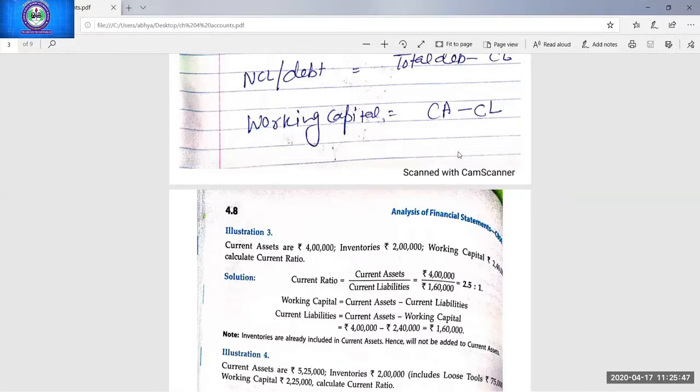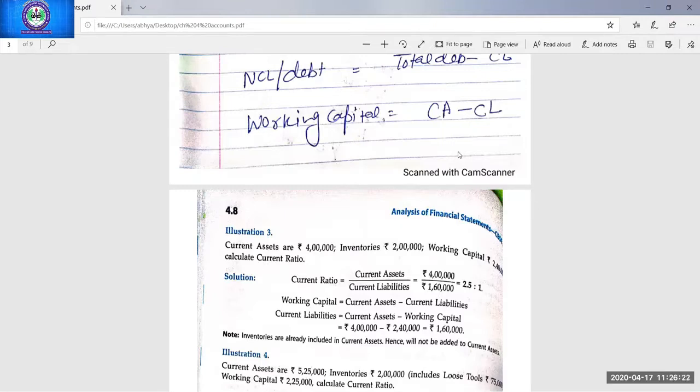Out of these three variables, you already have two: working capital and current assets. So what to do? Just put the values in the formula and interchange the sides, and you will be able to find the value of current liabilities. Working capital is equal to current assets minus current liabilities. Interchanging the sides, current liabilities are equal to current assets minus working capital. So the current liabilities are equal to 1,60,000.